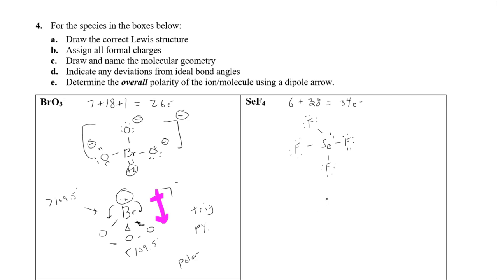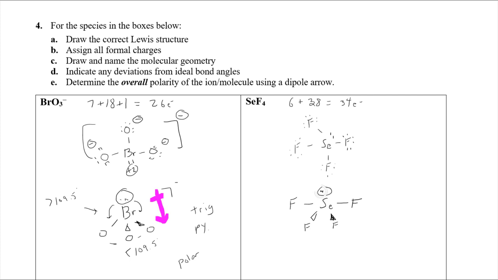Now to draw the 3D structure, we'll put the selenium here. And I'm going to go ahead and draw my fluorines in a line like this. And then I'm going to have one that's maybe behind the paper, and one that's in front of the paper like that. I need to include my lone pair. And that lone pair is going to go in the axial position, right? Because if you think about the 5 electron density regions, it's going to basically be a trigonal bipyramid, but we always put the lone pair in the axial, or sorry, in the equatorial position.